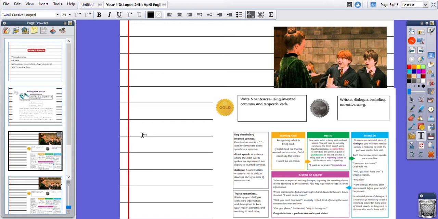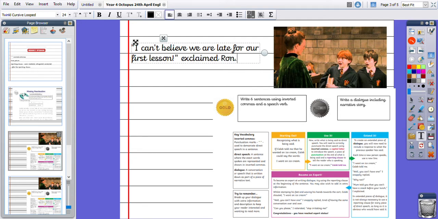So I have given you a photo of Harry Potter when he has arrived at his new wizarding school, Hogwarts, and he is with his best friend Ron, and in this scene they are late for their first lesson with Professor McGonagall. So an example that we could use, I'm going to use direct speech straight away. "I can't believe we are late for our first lesson," exclaimed Ron. Okay, let's think of another one.